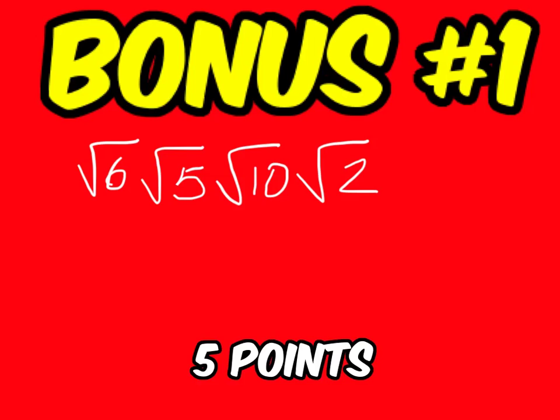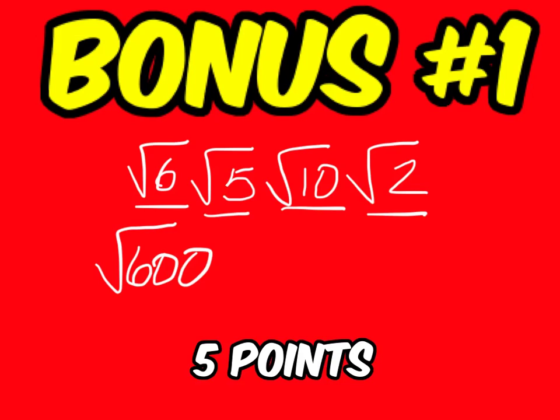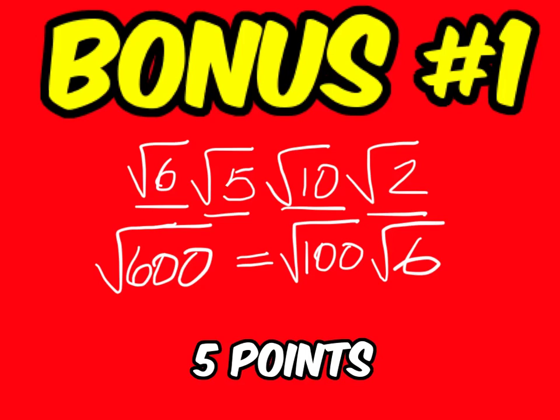Here's a different way of doing this, and this will work on all of them. If you want to do them all this way, then try it this way. So 6 times 5 is 30. 30 times 10 is 300, times 2 is 600. So now you have to find a perfect square that comes out of 600, the highest one, and that would be 100. And of course that will simplify down to 10 square root of 6.